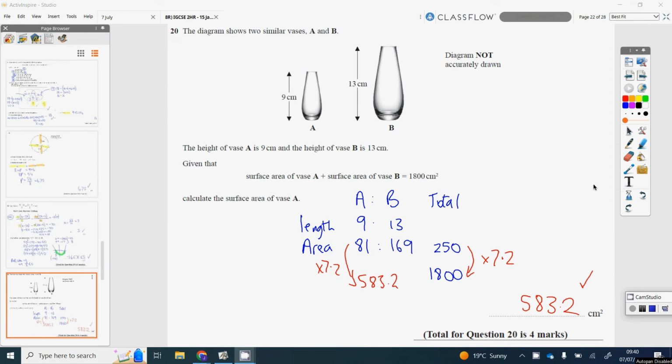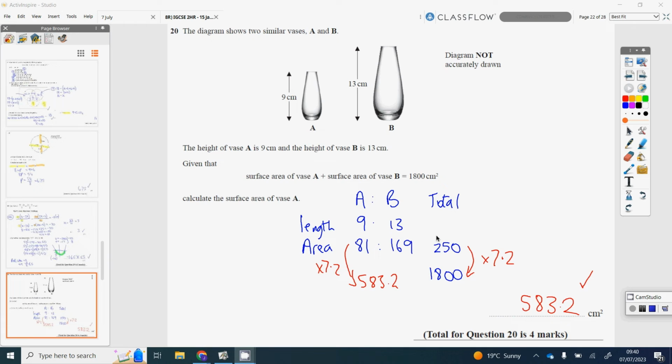Question 20. So we're told the length ratio between A and B is 9 to 13. Now the ratio of length is one-dimensional. For the area ratio, which is two-dimensional, you need to square the length ratio. So 9 squared is 81 and 13 squared is 169. So the ratio of the areas of A and B is 81 to 169.